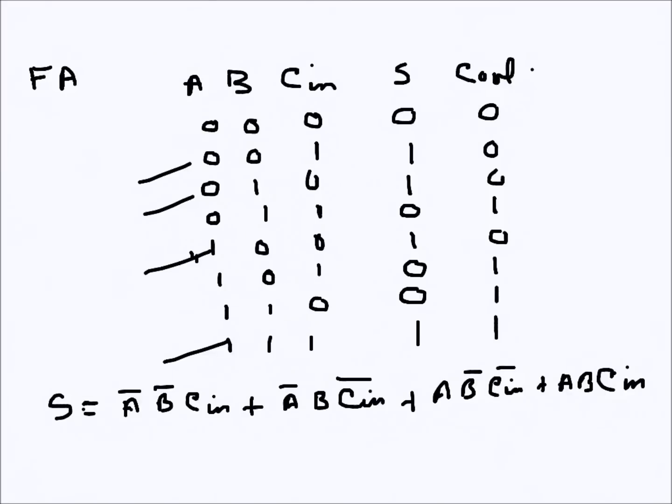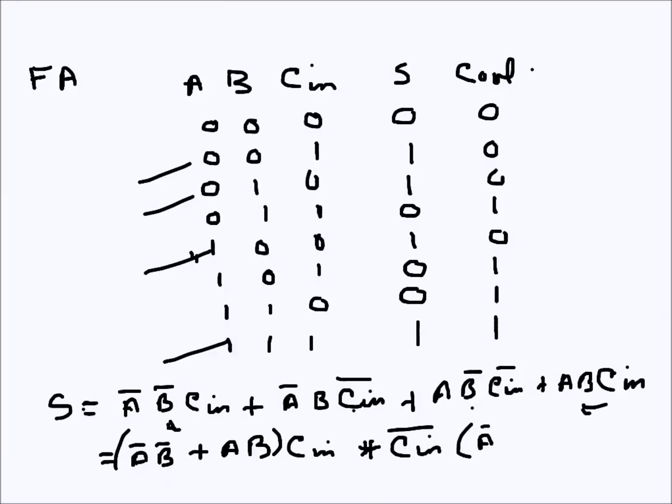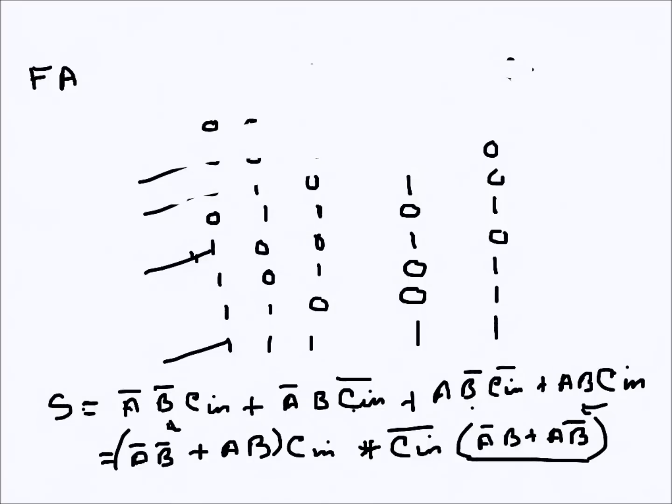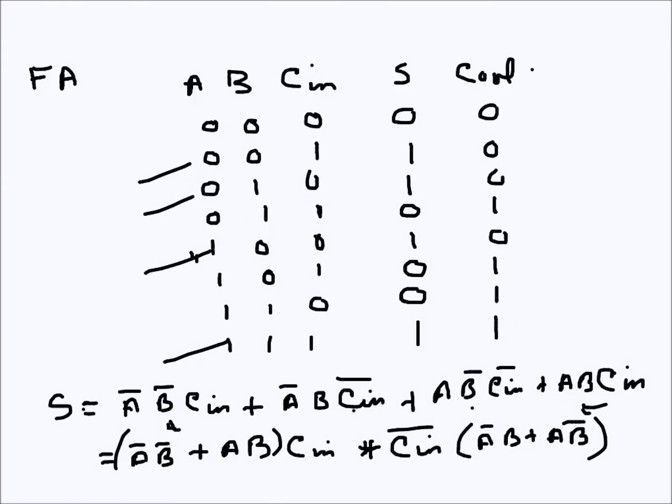So if I take these two, it is becoming A bar, B bar plus A B and C in. So this one and this one, and for these two, if I take the C in bar out, it becomes A bar B plus A B bar. Now this part is again A XOR B, so I will quickly erase this truth. Oh, I needed the carry out though, so yeah.